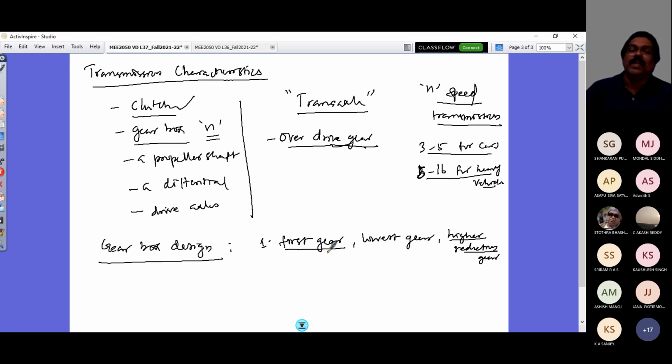How do you get that? What is the deciding factor? So that's what it is for the first gear. So what is that deciding factor? Let's look at this equation for that. So what is that equation? I'm just going to write it now. You'll understand.